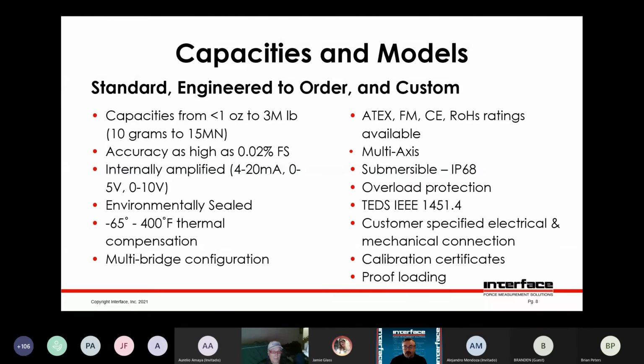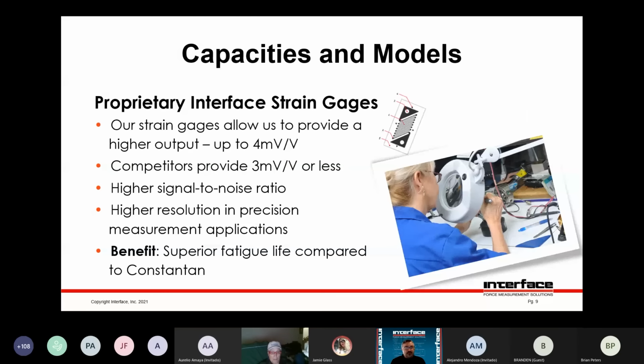Again, submersible, overload protection, TEDS. We do offer a lot of load cells with mechanical overload protection. We'll talk a little bit about overload later, but overload protection can be an important consideration. TEDS is a calibration method where the calibration data is stored on a chip. We can do that. We can do all kinds of special electrical connections and cables. You can do special calibration certificates with special runs, points, percentages of capacity. We can do proof loading. All kinds of things are possible.